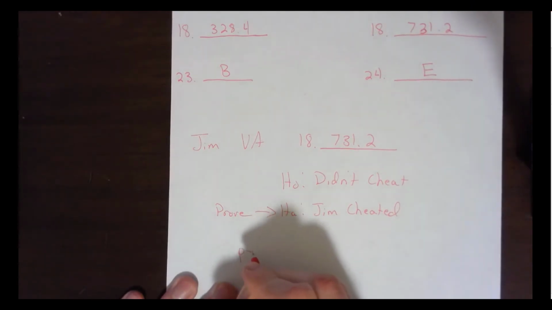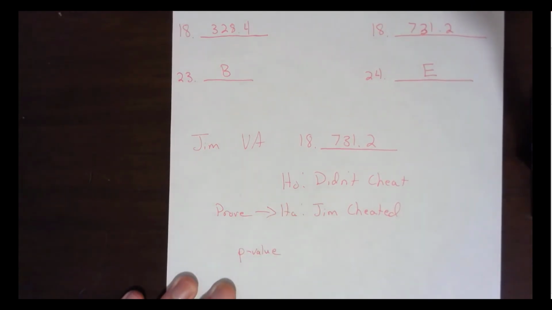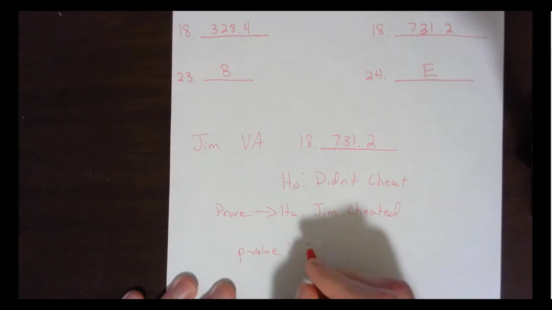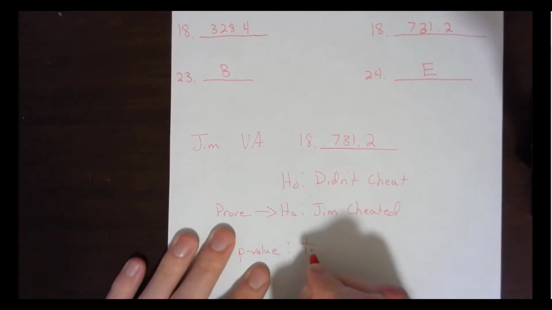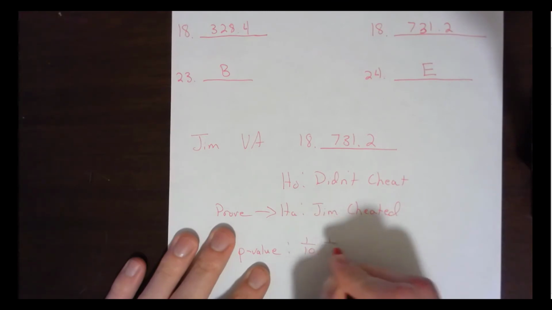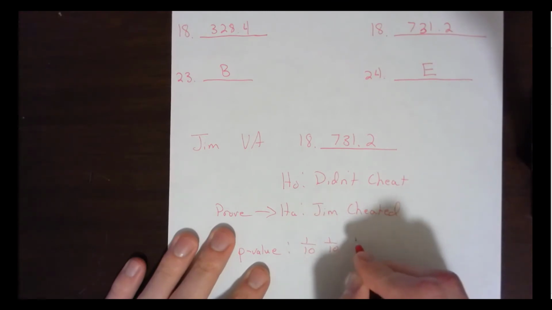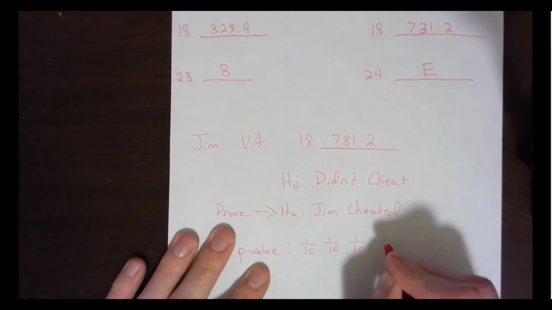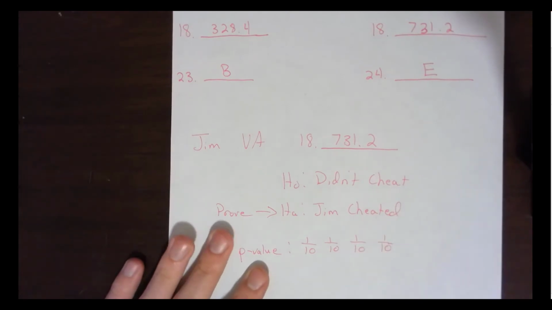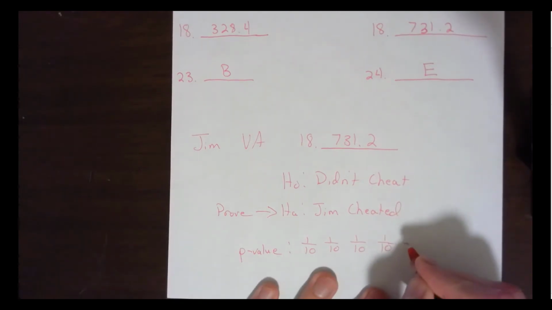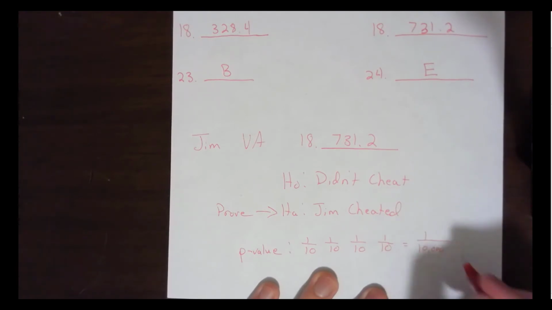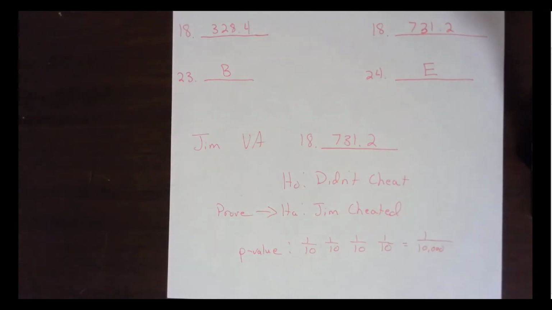So our p-value, assuming that Jim didn't cheat, I want to find the probability he would get this as his answer. Well, there's a 1 in 10 chance he puts 7, 1 in 10 chance that he puts 3, 1 in 10 chance that he puts 1, 1 in 10 chance that he puts 0.2. If you work all that out, that's a 1 in 10,000 chance that Jim just happened to put the right answer to the wrong version, just by dumb luck.